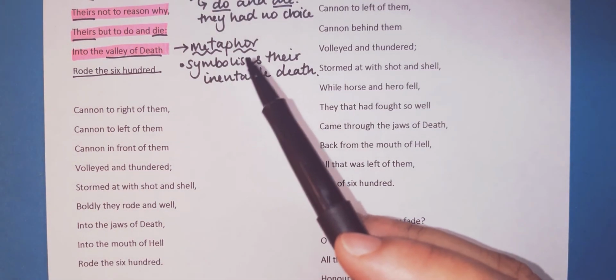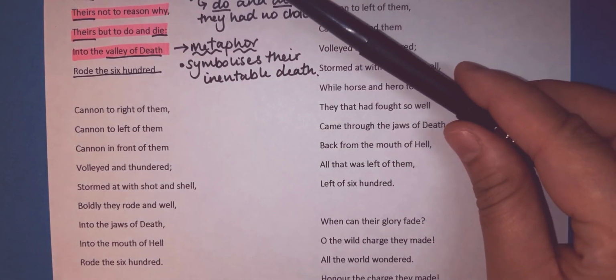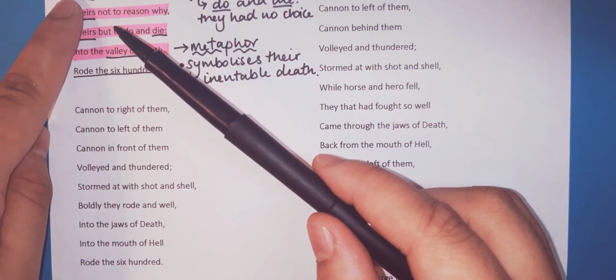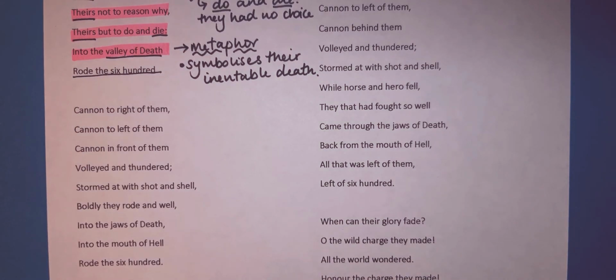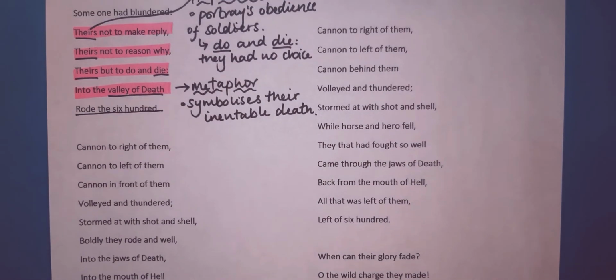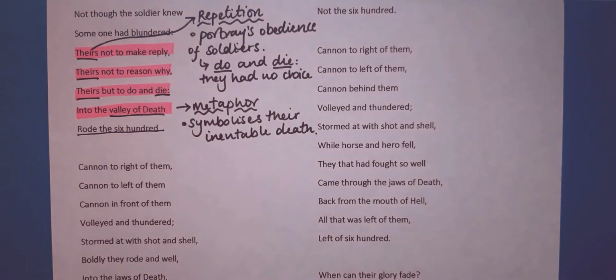That's the language feature. And so this whole stanza here, so these quotes here, "theirs" and "valley of death", so repetition and the metaphor is all portraying that they have to die. So there's no other choice. Just see that there. And also, now we're going to look at the next quote.